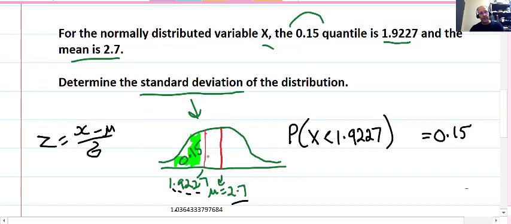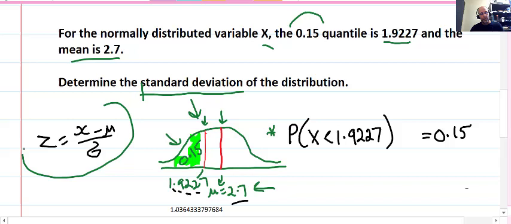So we've got the mean is 2.7, and that's that red line there. I've already put it in to save some time, and the 0.15 zone is there. And the 1.9227 is that other line there. So the 0.15 quantile is the region below that, shaded. We can set up our expression like this, and we know how to deal with that with our calculator, because we have to find the standard deviation.